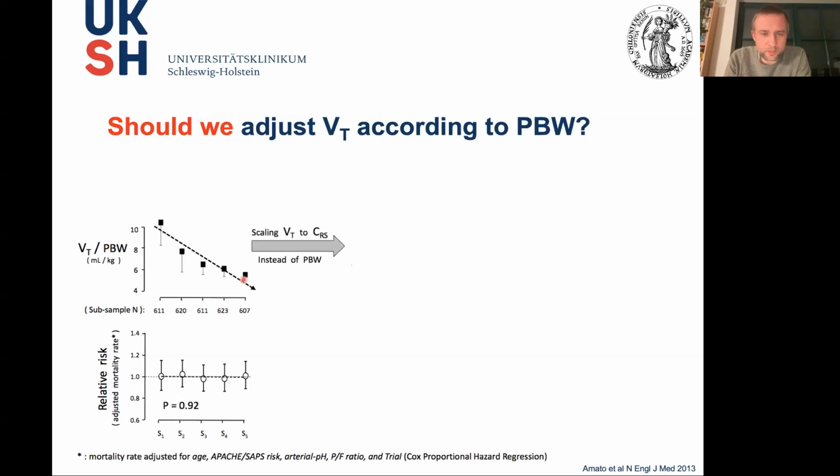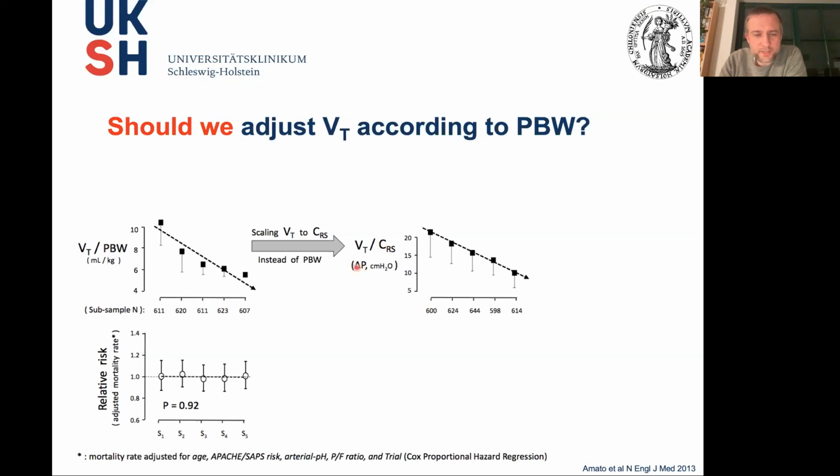And what Amato did in their study was they scaled tidal volume to compliance instead of predicted body weight. So instead of dividing the tidal volume by the predicted body weight, they divided it by the compliance of the respiratory system. So that got 5 other groups. So these groups are now stratified according to the ratio between tidal volume and respiratory system compliance. And this ratio is nothing but the driving pressure.